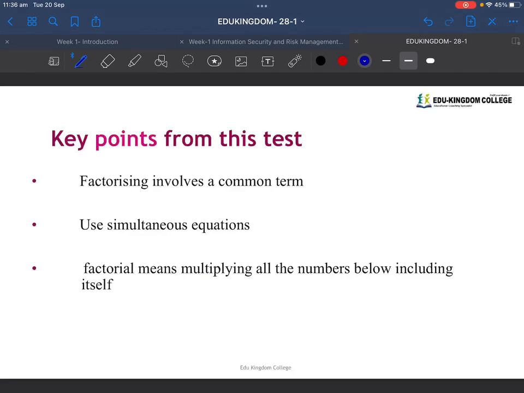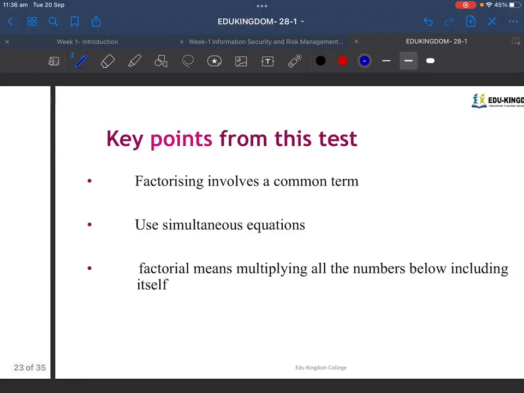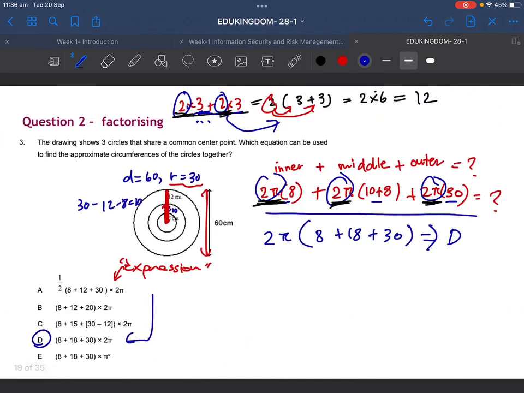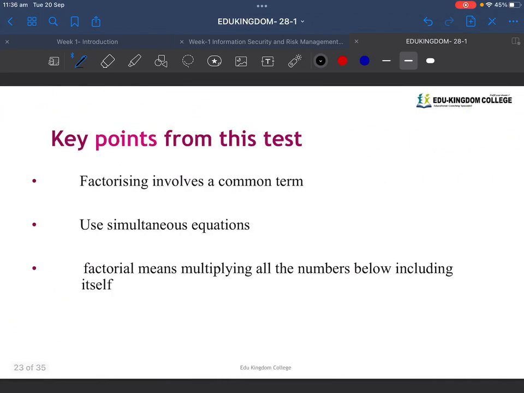Alright guys, let's go through the key points from this test. So point number 1, factorizing involves a common term. And I draw this from our second question, where we needed a common term such as 2 in this option to draw out to make this sort of equation, 2 bracket 3 plus 3. In the same way, in the actual question, our common term was 2 pi, wasn't it? And we drew 2 pi out, put big brackets around next to it, and put all the other numbers, which was 8, 18, and 30 inside, and added it all together. So that was that for factorization.